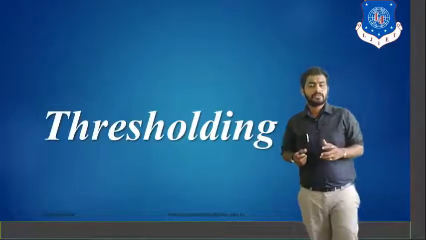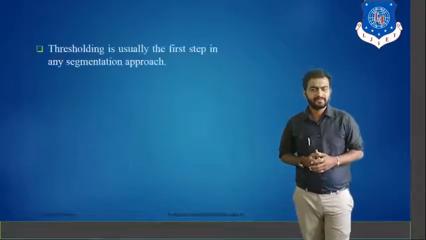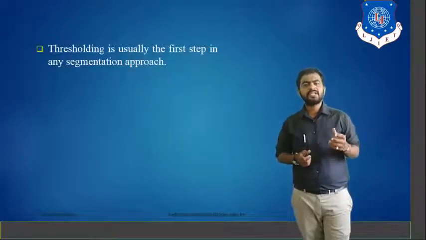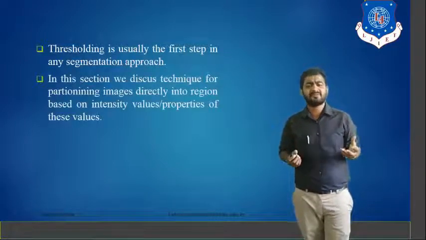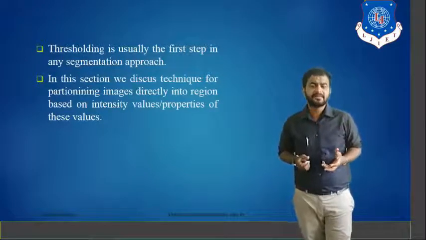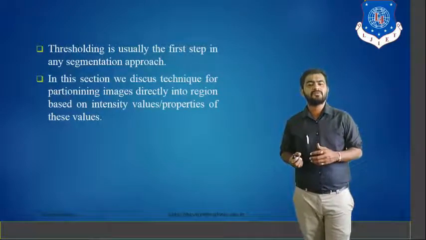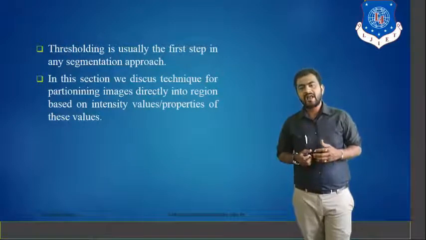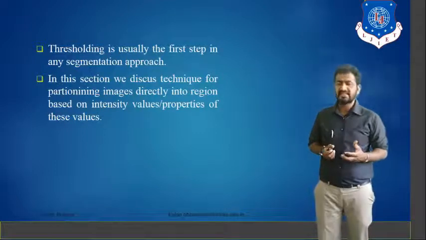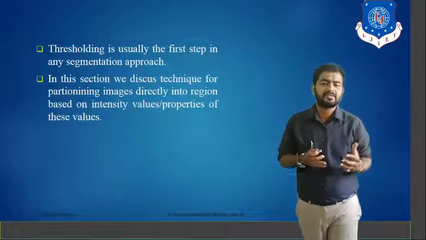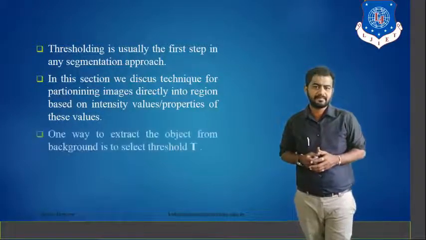Now, thresholding. One of the most popular techniques in image processing is called thresholding. So what is thresholding? Thresholding is usually the first step in any segmentation approach, meaning that in any segmentation method we have to deal with thresholding-based content. In this session, we discuss a technique for partitioning the image directly into regions based on intensity value and properties of these values. So whenever we talk about a thresholding-based technique, we deal with partitioning the image based on intensity values or properties.